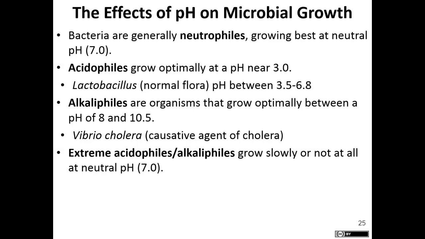And then we have alkaliphiles, which are organisms that grow at a higher pH. So they're going to grow above a pH of 8. An example would be Vibrio cholerae. This species causes the disease cholera, which causes severe diarrhea and dehydration. We also have some extremophiles, both extreme acidophiles and alkaliphiles, that are going to grow effectively at their own extreme pHs, but they will not grow really at all at a normal neutral pH.